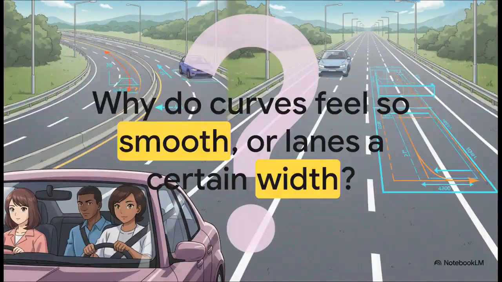I mean, really think about it. Why isn't a highway lane, say, 2 meters wide or 5? Why does one curve feel totally fine at 100 kilometers per hour, but another one would be absolutely terrifying? I promise you, none of this is accidental. It is all meticulously, and I mean meticulously, planned.